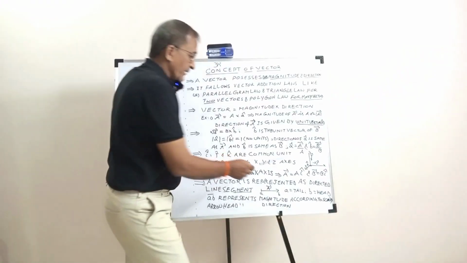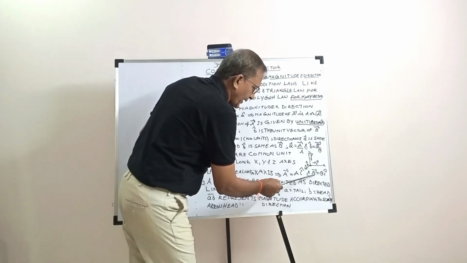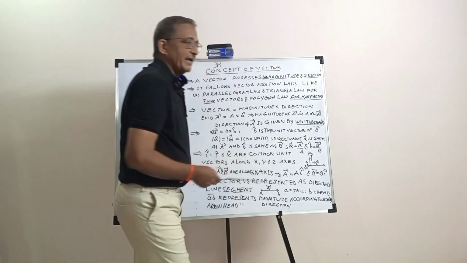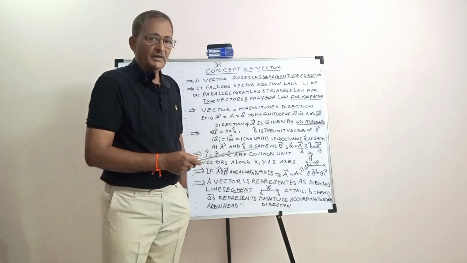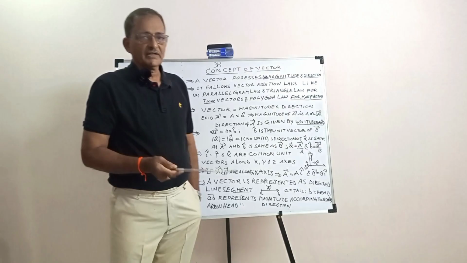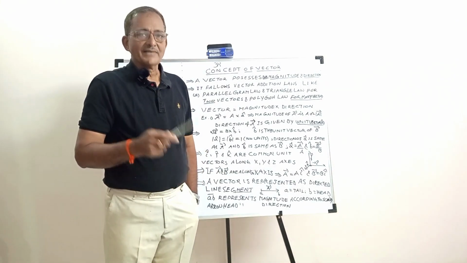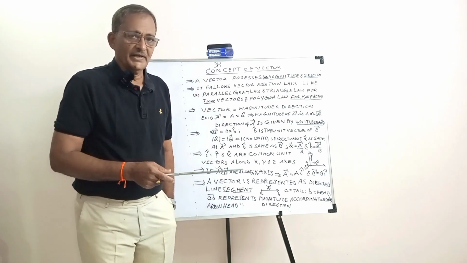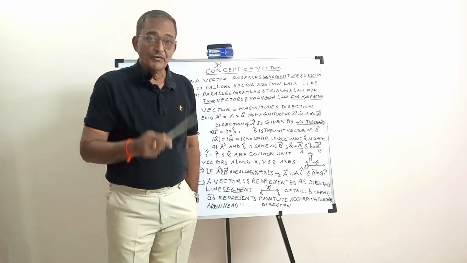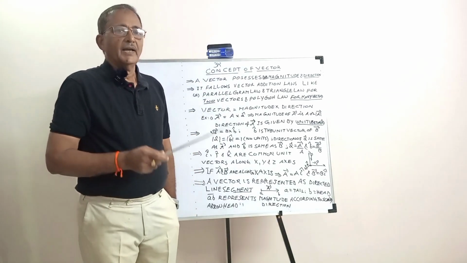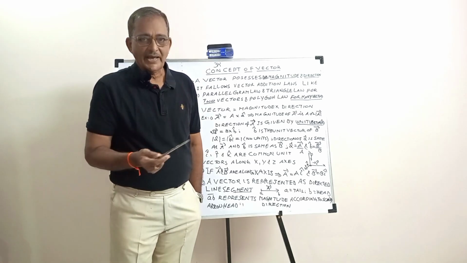Similarly, if b bar is along the x axis, it is also represented as b bar equals b i cap instead of b into b cap. So, in this way, any vector along the x axis will have a unit vector i cap. And similarly, any vector having direction along the y axis will have unit vector j cap, and any vector along the z axis will have unit vector k cap.